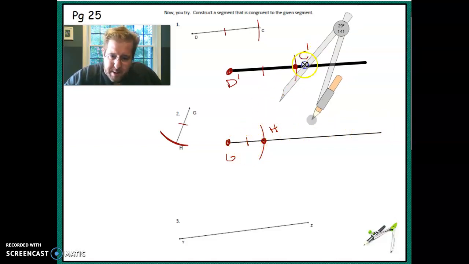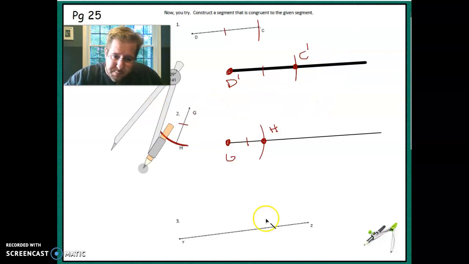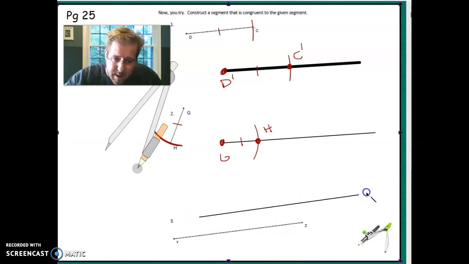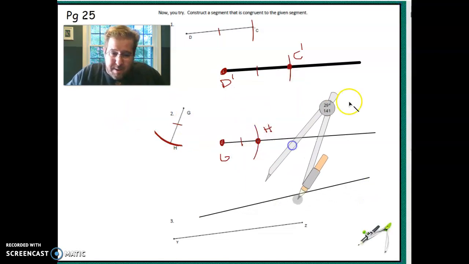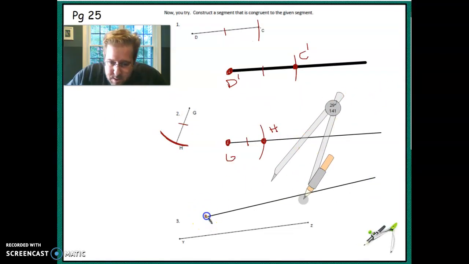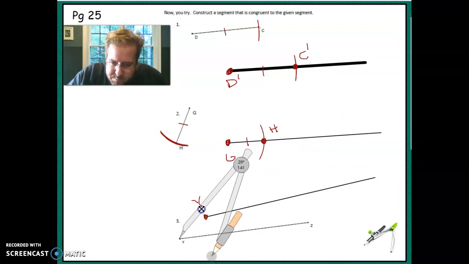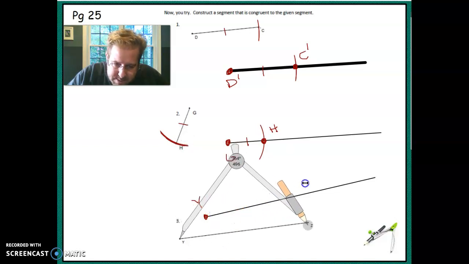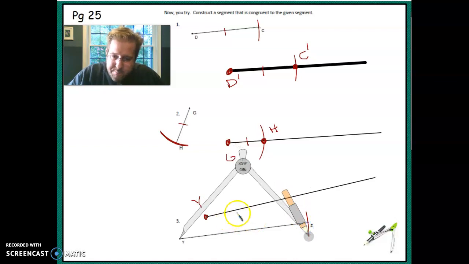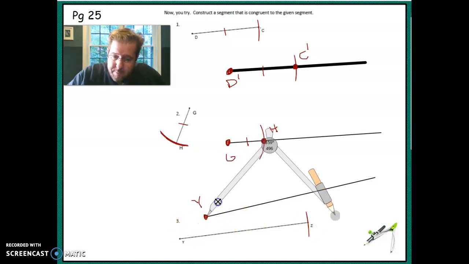All right, number 3. So one more. Let's first start with our line. It really doesn't matter what direction. We're just making a copy. They don't have to be in the same direction. So let's call this point Y. I'm going to put my fixed point on Y, and I'm going to open my pencil up to point Z, or as close as I can get it. Make an arc, rock it back and forth, holding the fixed point firmly on the point.